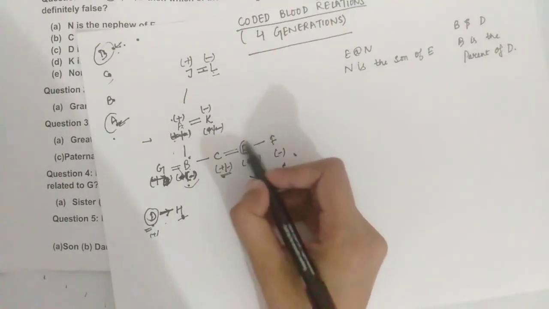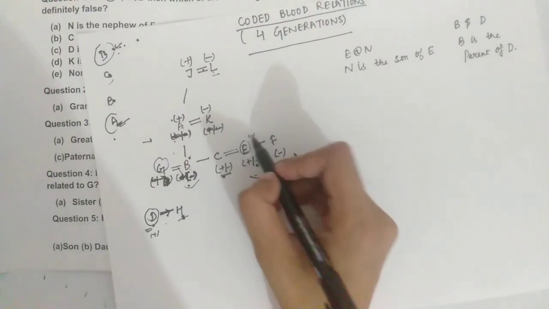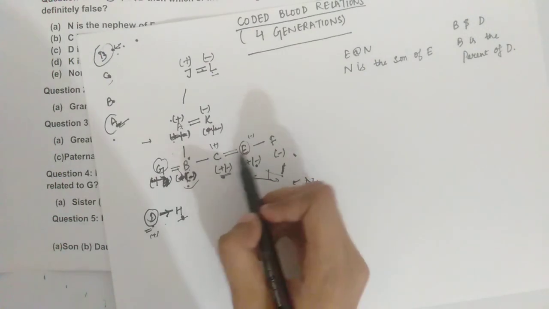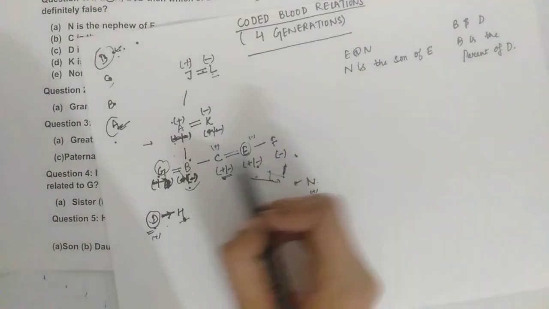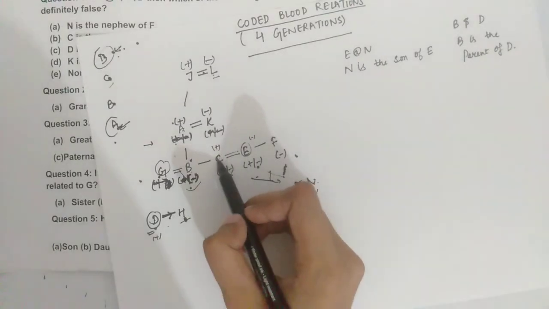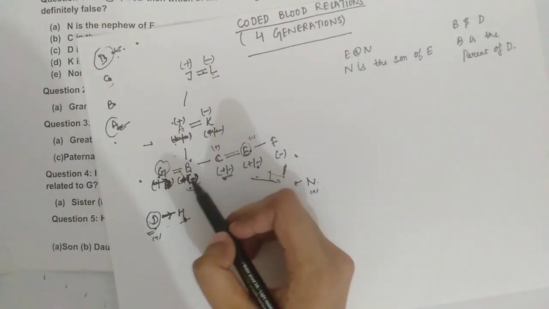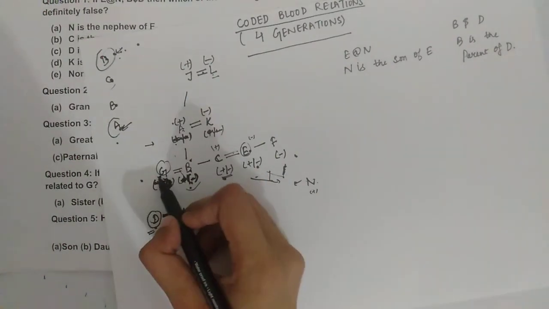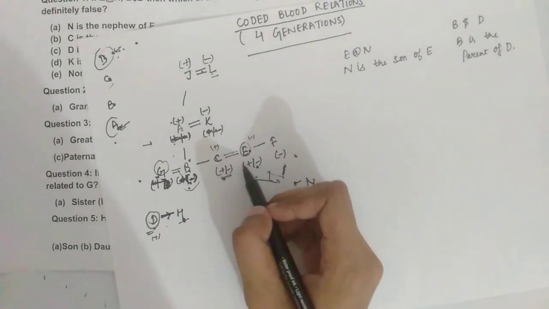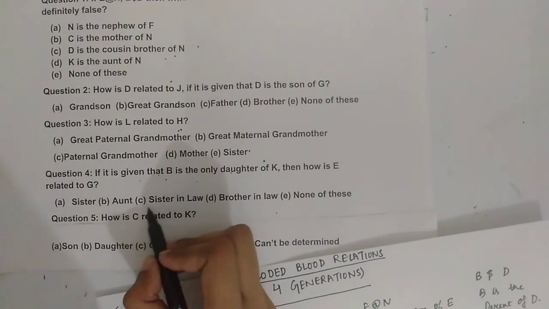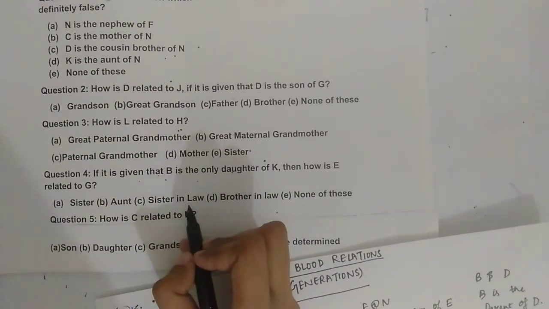Now see what they are saying. How is E related to G? This is female now for this question only. Fine. And this is male. How will E belong to G now? Sister-in-law. Because C is married to E and B is C's sibling, sister, and B is married to G. So what will be the relation between these two? E will be sister-in-law of G. So right option here is E and sister-in-law, option C.